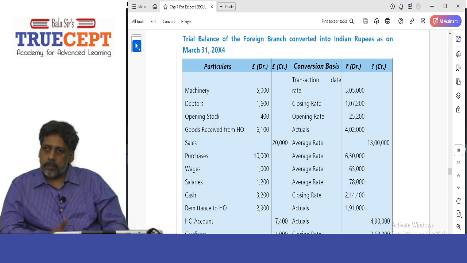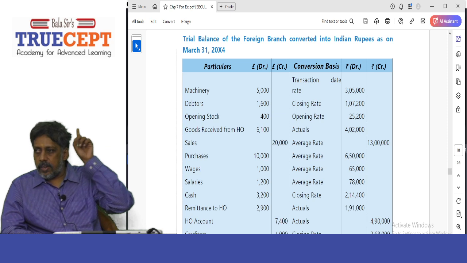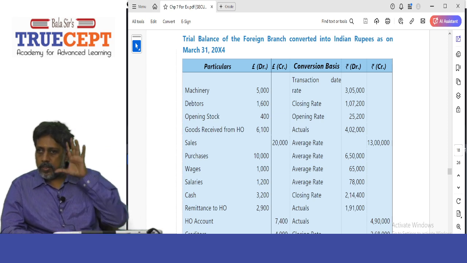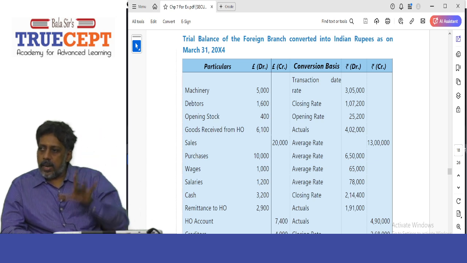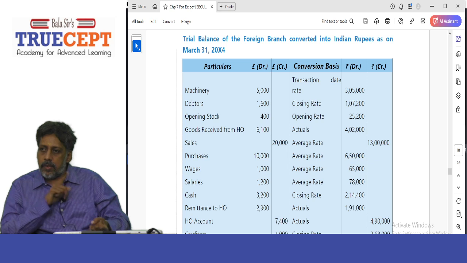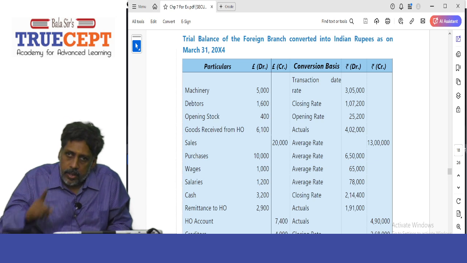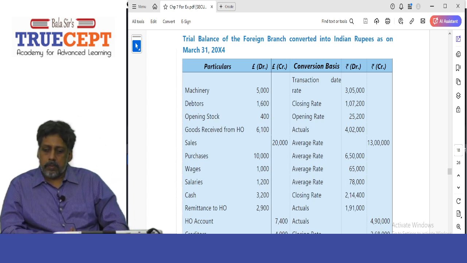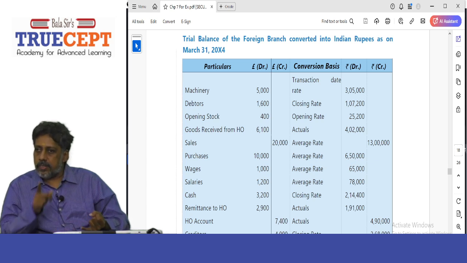Next, sales 20,000 pounds at the average rate. Therefore, 13 lakh rupees, which is 20,000 pounds into rupees 65. But 65 is not given in the question, guys. So when the average rate of exchange is not given in the question, what do we do? Use this formula: the opening rate of exchange plus the closing rate of exchange divided by 2, which is 63 plus 67 by 2, works out to 65. Next, purchases 10,000 pounds at the average rate, 65.